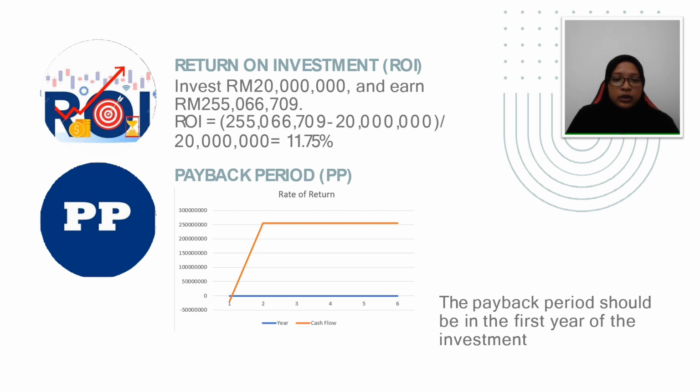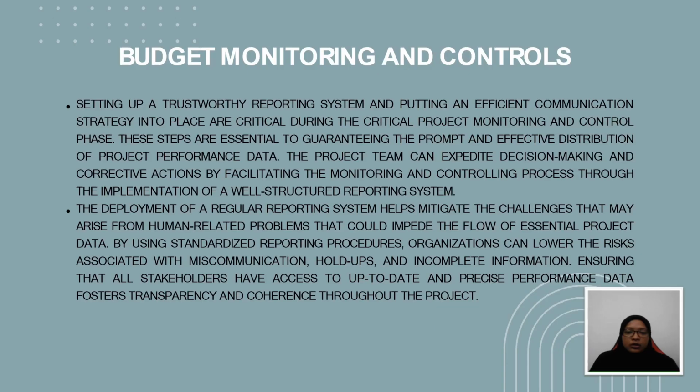Next is the payback period. From the graph, we can see that the payback period should be in the first year of the investment. Next is the budget monitoring and controls. I believe that setting up a trustworthy reporting system and putting an efficient communication strategy into place are critical during the project monitoring and control phase. These steps are essential to guaranteeing the prompt and effective distribution of project performance data. The project teams can expedite decision-making and corrective action by facilitating the monitoring and controlling process through the implementation of a well-structured reporting system.